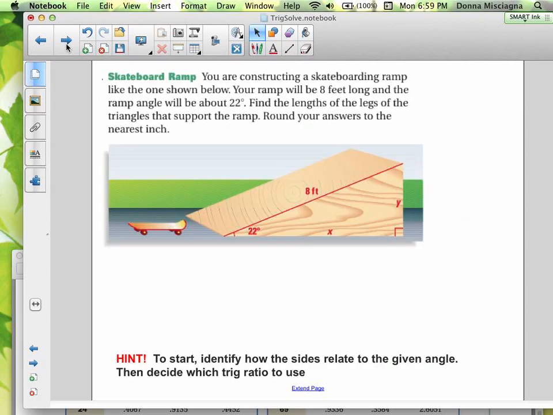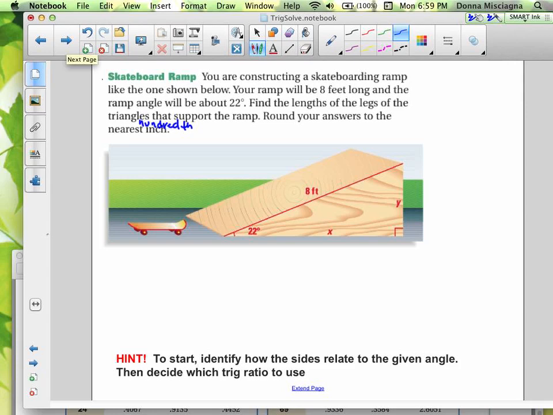Now we're going to do a word problem, and we're going to need to use more than just cosine. You are constructing a skateboarding ramp like the one shown below. Your ramp will be 8 feet long and the ramp angle will be about 22 degrees. Find the lengths of the legs of the triangles that support the ramp. Round your answers to the nearest inch. You know, I don't like to round quite that much. Let's say nearest hundredth of an inch. I can do that because it's my problem.